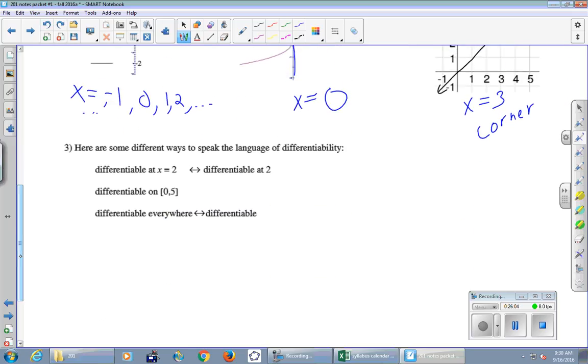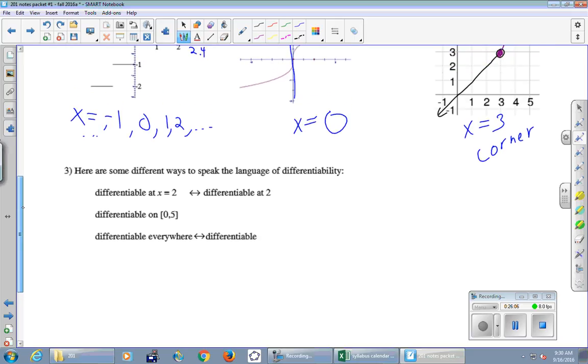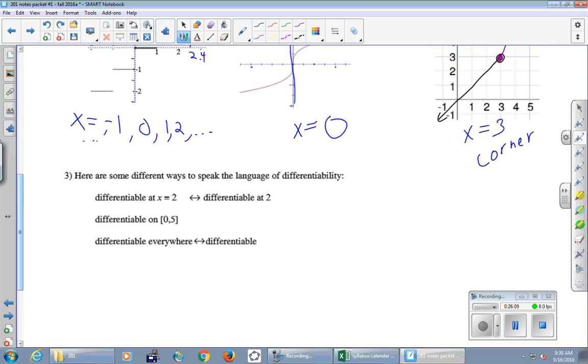Okay, and just a couple of phrases here to start using this new language. You can say that a function is differentiable at x equals 2, or you could shorten that up and just say it's differentiable at 2. What that means is if we say differentiable at 2, we're telling you the x value. We almost always focus on the x's. The y's just don't really get much attention.